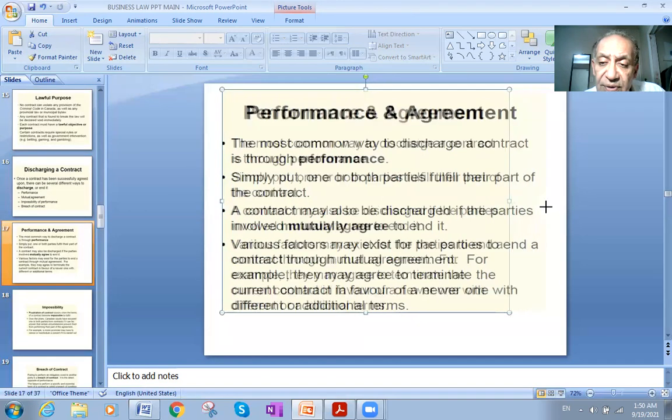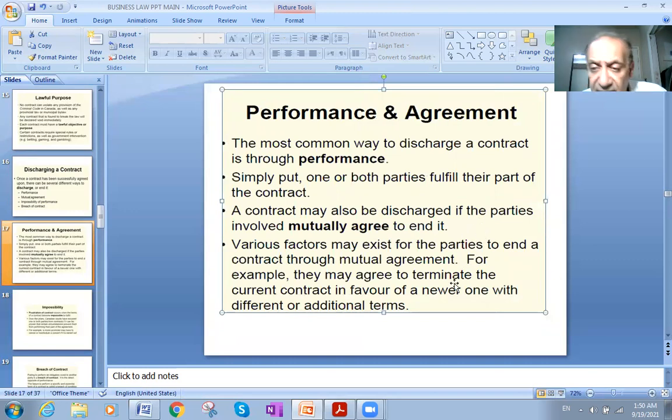We'll go first to the performance and agreement. The most common way to discharge a contract is through performance. Simply put, one or both parties fulfill their parts of the contract. A contract may also be discharged if the parties involved mutually agree to end it. So the end of any contract can be done with the willingness of the two parties of the contract. If their willingness comes to that they must end the contract, then it is discharged.